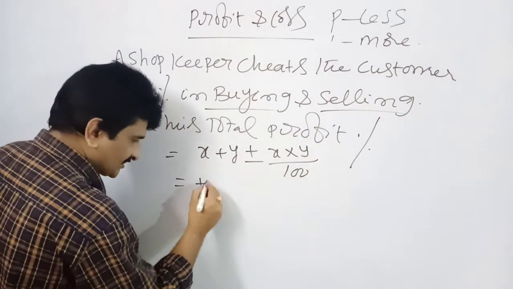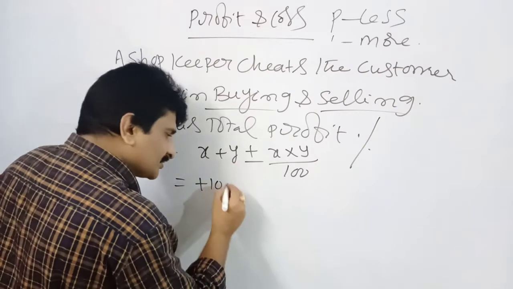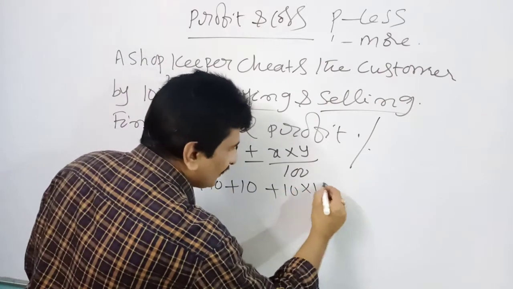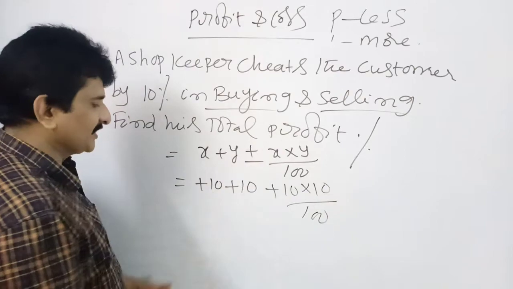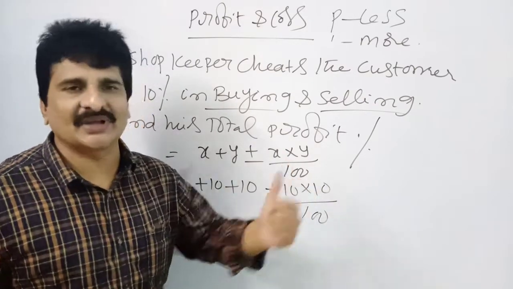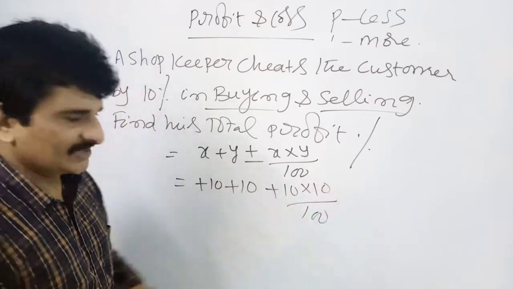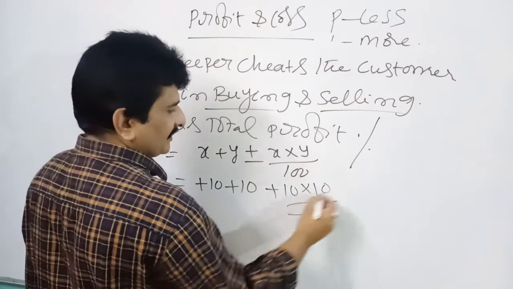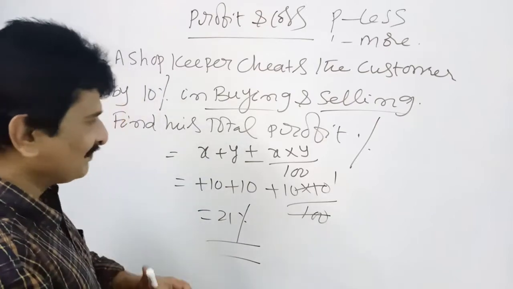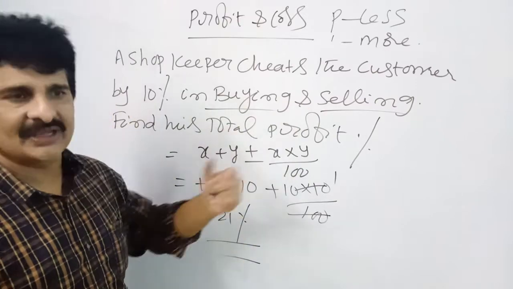So x is plus 10, because profit is there. The second is also plus 10. Plus into plus is plus, so plus 10 into 10 by 100. Why do I write plus or minus? If one is a profit and the other is a loss, then plus into minus, we have to write minus. Here both are profit, so plus into plus is plus, 10 into 10 by 100. This is 1. So the total profit is 21%. That's all. The shortcut is x plus y plus or minus x into y by 100. Whenever I mention buying and selling, we apply the shortcut.